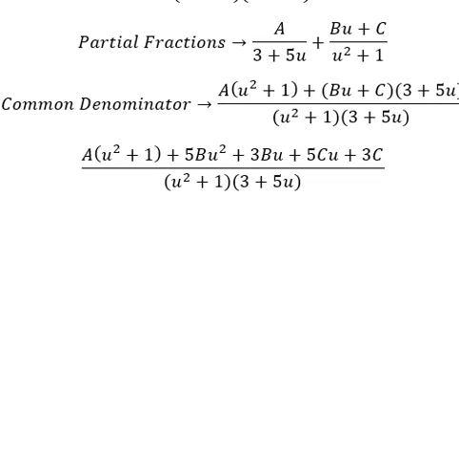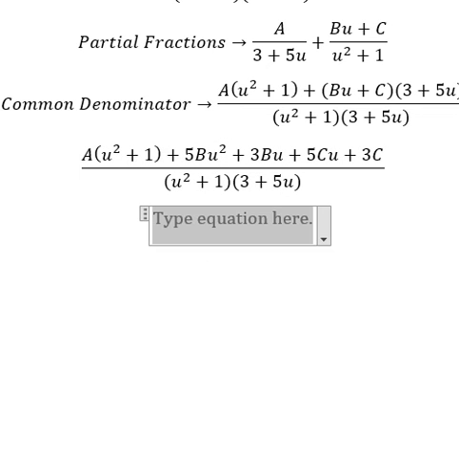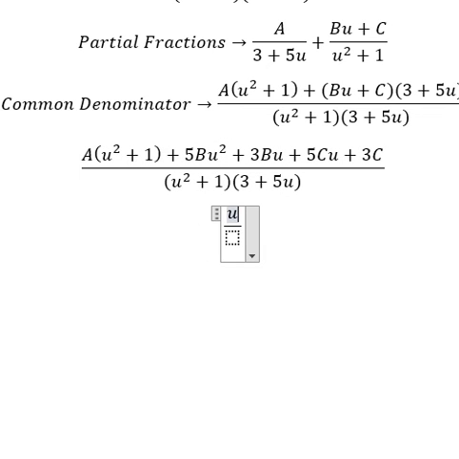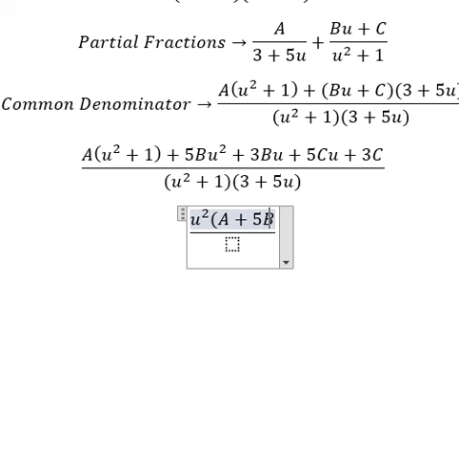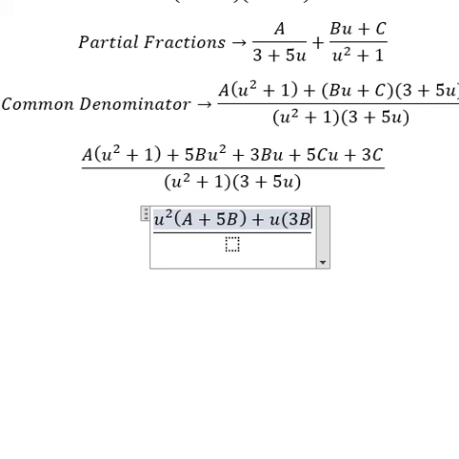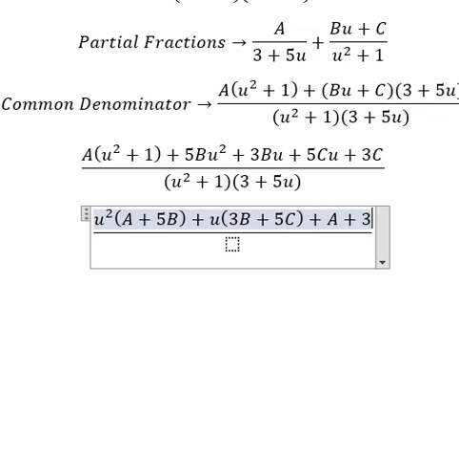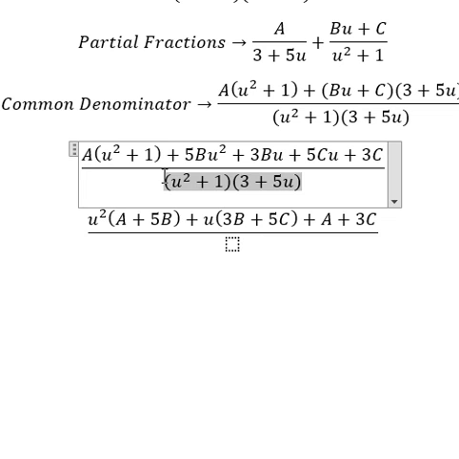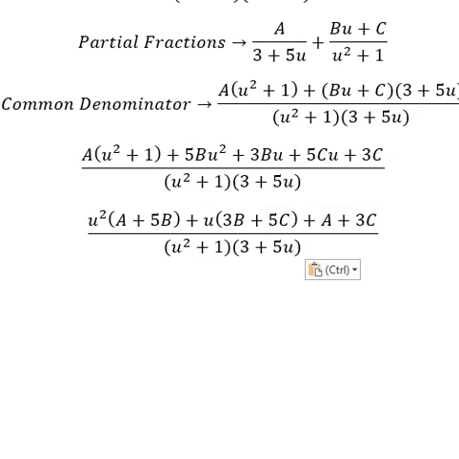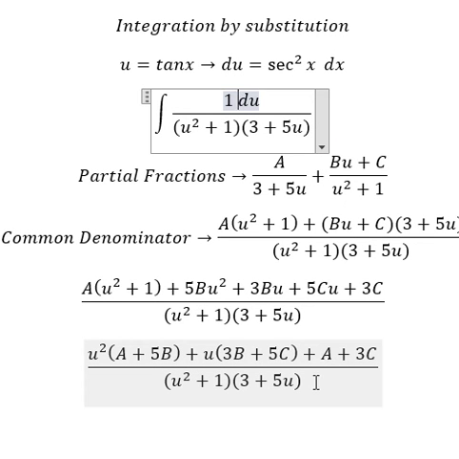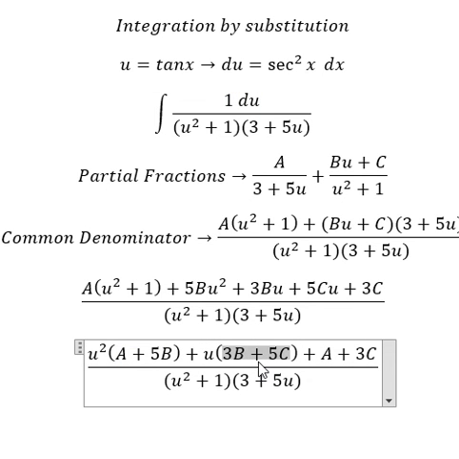Now we need to arrange based on the terms of u. About u squared, that is A plus 5B. About u, that is 3B plus 5C. About the numbers, we have A plus 3C. So we just have only number 1, that is A plus 3C equals 1. This one and this one, you get 0.